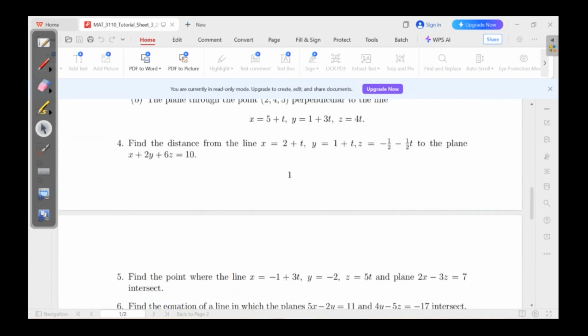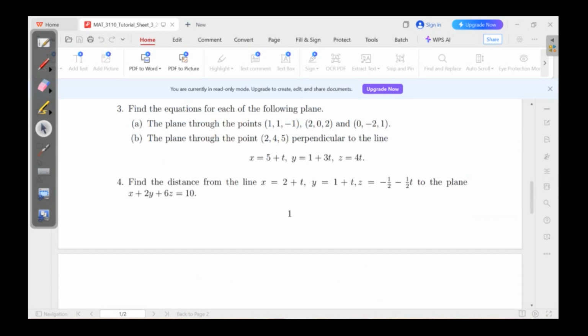So let's get to question 4, which says find the distance from the line x equals 2 plus t, y equals 1 plus t, z equals minus half minus t over 2, or half times t, and to the plane x plus 2y plus 6z equals 10.